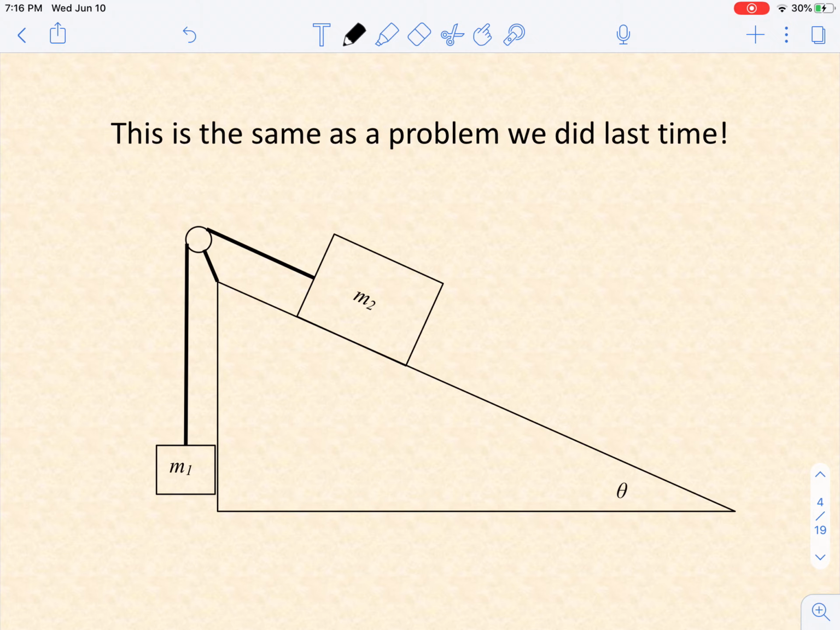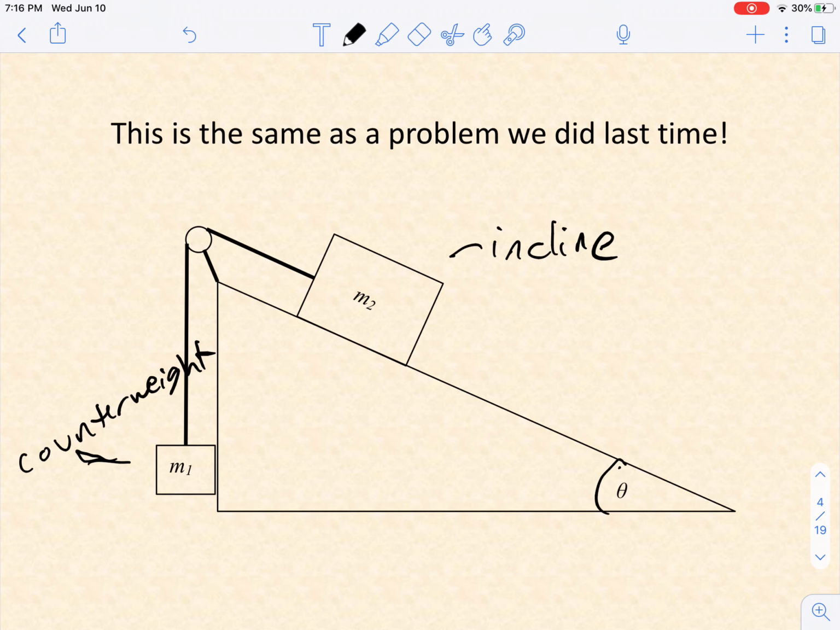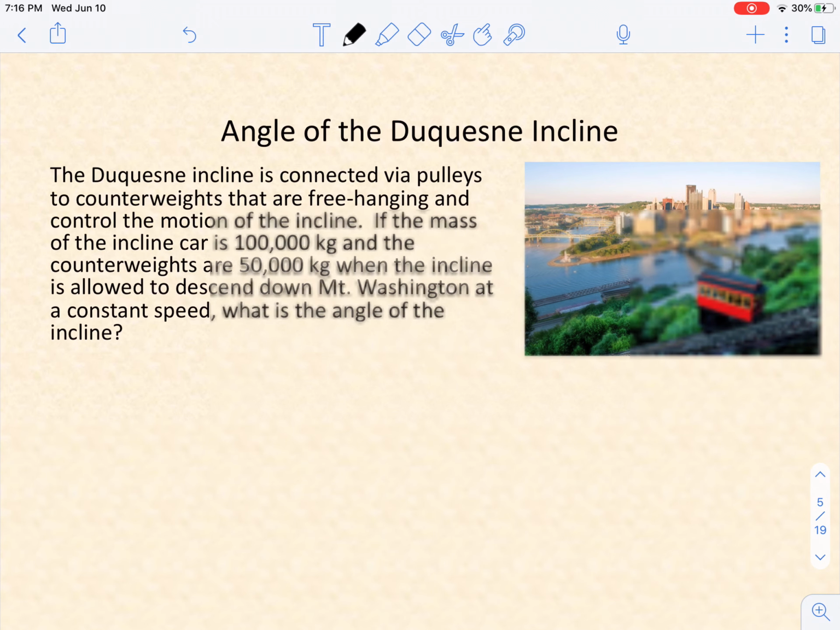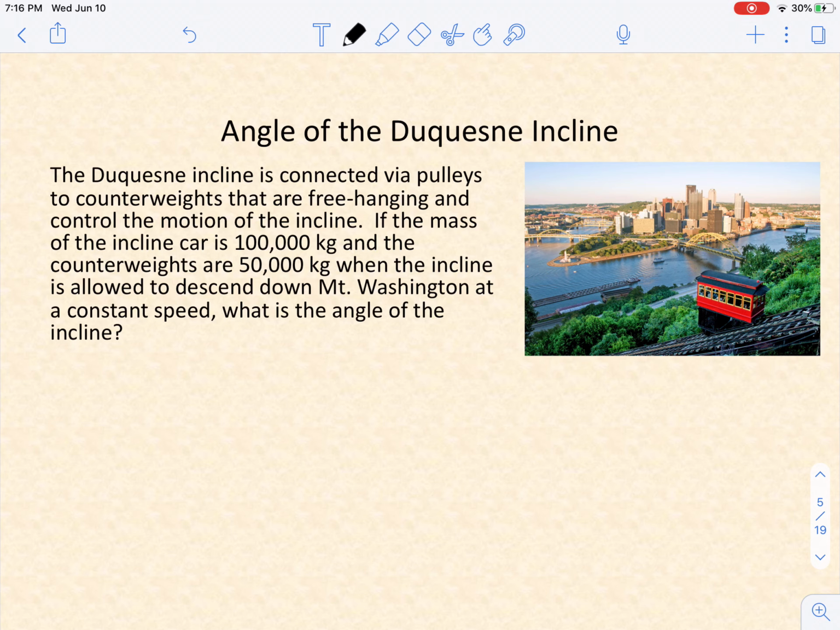So this is like my incline here, and this is my counterweight. And given that I've already tuned this so that it's going at a constant speed, I want to know, what does that mean about this angle here, theta? Okay, so we can follow the same approach that we did before, and we can call the counterweights mass 1, and we can call the incline mass 2.